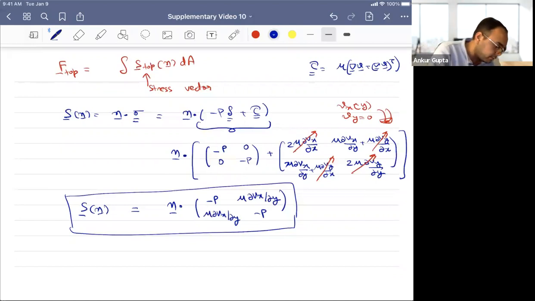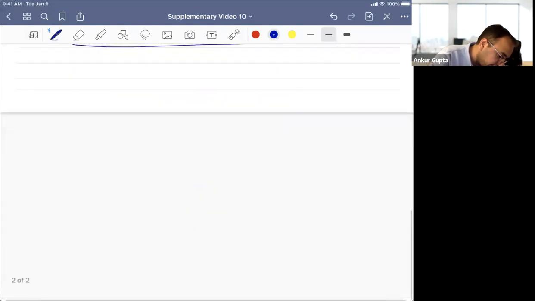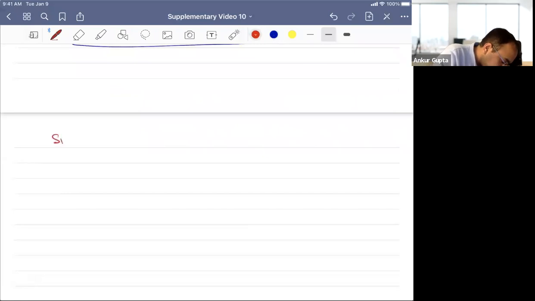So now what I will do is I'll find this on S top, okay, which is basically the surface on the top. And the surface on the top has a normal going into the fluid, which is always this. So n is minus ey, okay? So let's go with S top. S top is of minus ey, or this becomes 0 comma minus 1 into the matrix minus p, mu del vx by del y, mu del vx by del y, and minus p, okay?